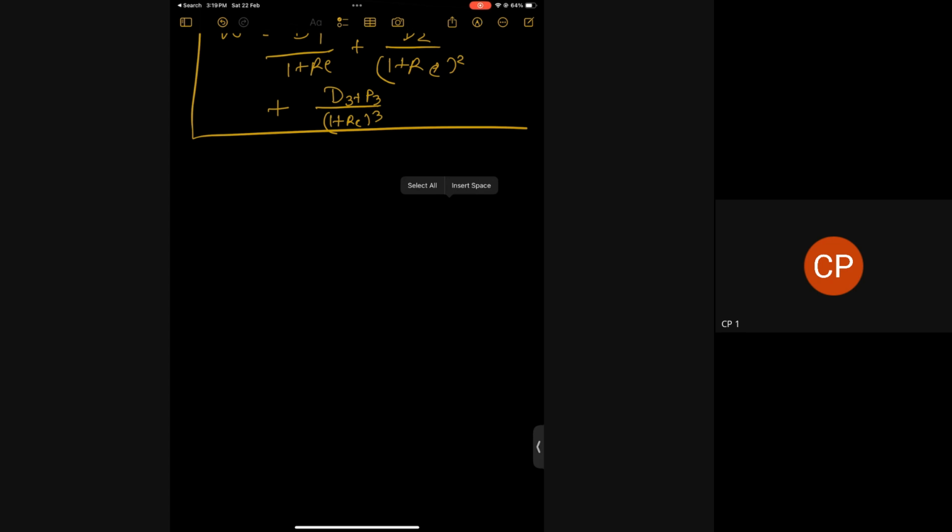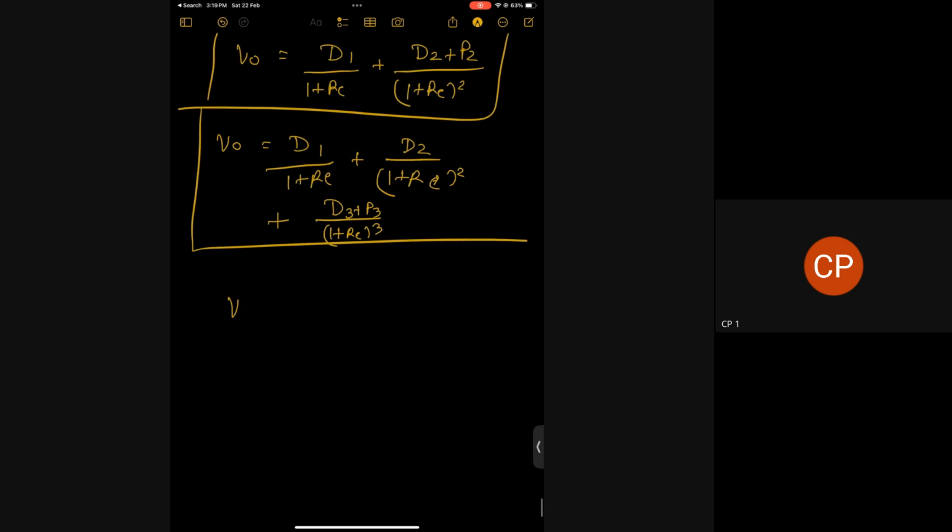We can also simplify this formula. So V0 is equal to the summation of Di by 1 plus RE whole to the power i, where i goes from 1 to n.